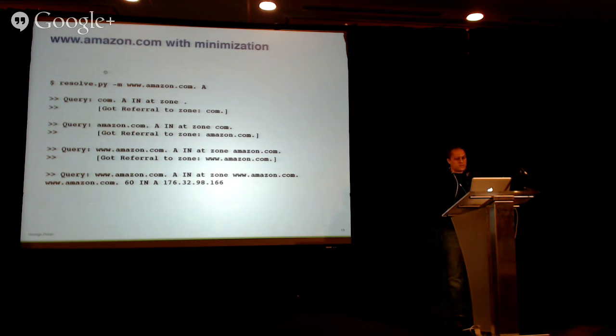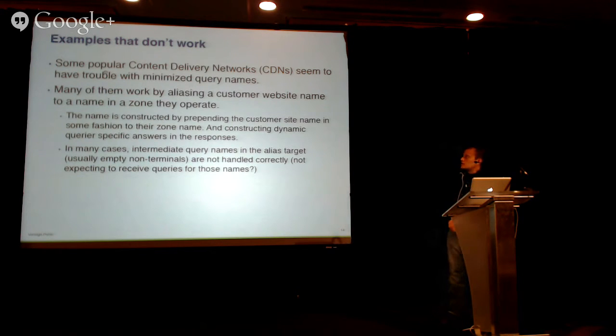However, I quickly discovered a whole bunch of domain names that do not actually work with the minimization algorithm, and the main ones seem to all be associated with content delivery networks. Many of these CDNs work by aliasing the customer website name to another name in a zone that they operate, and the target of the alias is constructed in a particular fashion. Usually it involves taking the customer website name and prepending it in some fashion to the CDN operated zone name. In many cases, in this long alias name, the intermediate query names are not handled correctly. Typically they respond with NXDOMAIN, when in fact that is clearly not the right thing to do.